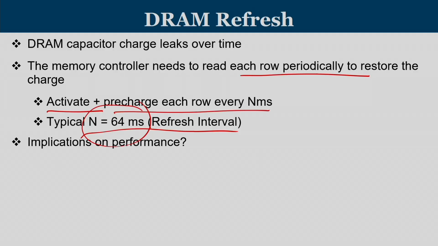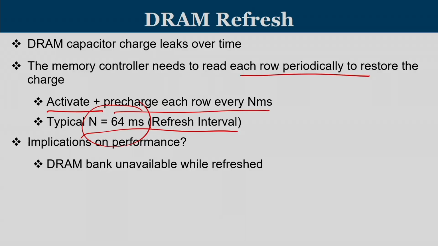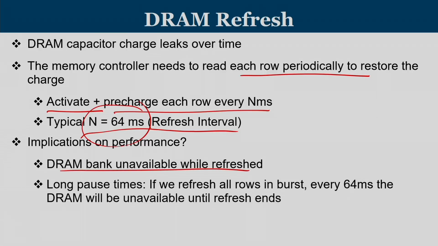And this has its own implications on performance, meaning when the DRAM is in the refresh operation, it is not available for outside requests. The DRAM bank is unavailable during the refreshing operation. During refreshing, it takes some amount of time to refresh all the rows, so you have long pause times. If you refresh all rows in a burst, at every 64 millisecond, DRAM will be unavailable to cater to requests.